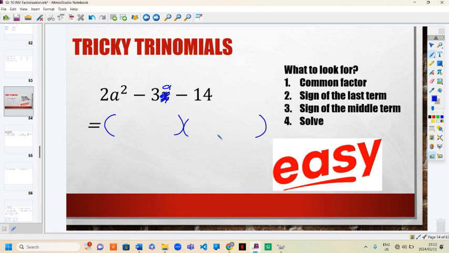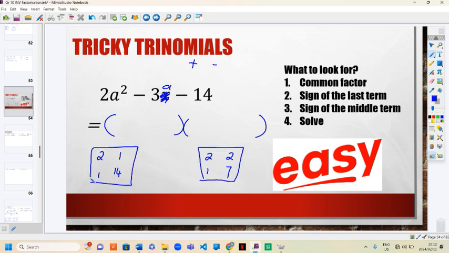And then I look at the factors of 14. Factors of 14 are 1 and 14 and 2 and 7. I know that that's a negative, so my signs are going to be plus and minus. I'm not going to put them in just yet. Then I've got the factors of 2, which is 2 and 1 and 2 and 1. Draw little boxes around those. There's my first box and my second box.